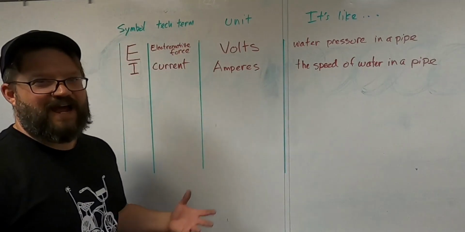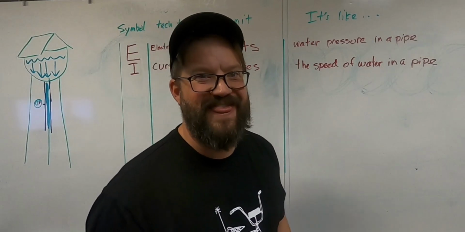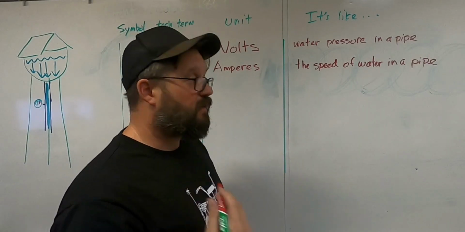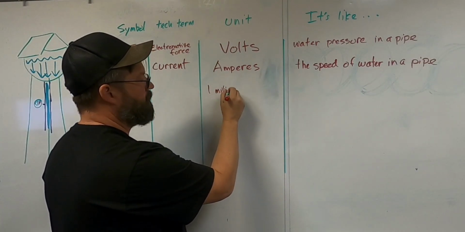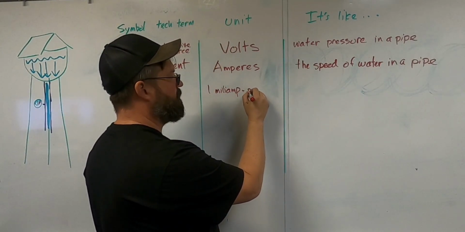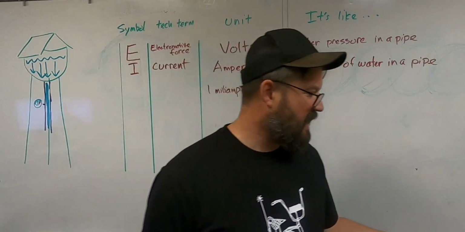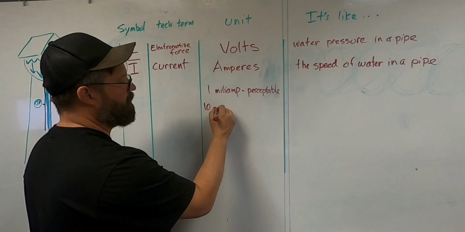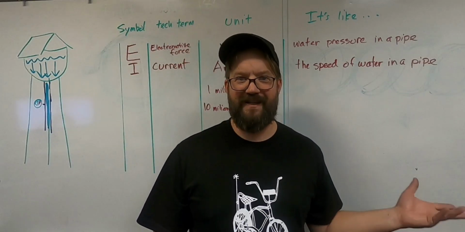If we have something that's actually at even 1 amp, it can be dangerous for you. We're going to break it down and go to 1/1000th of an amp. So if I have anything that's going through a circuit and it might go through your body, 1 milliamp, that's 1/1000th of an amp, is perceptible. You can feel it. That's like maybe when I put the 9 volt on my tongue. If I had 10 milliamps, it can cause your muscles to contract involuntarily.